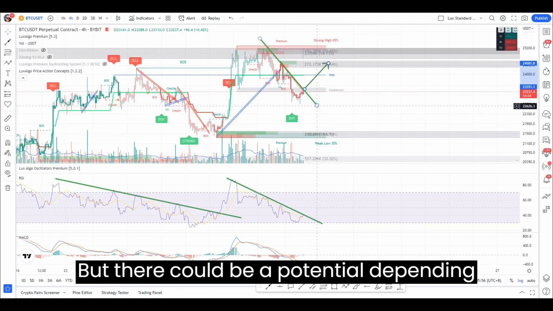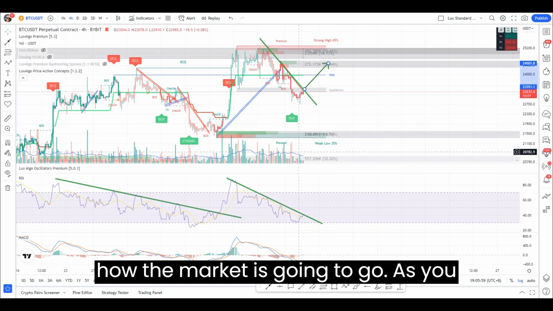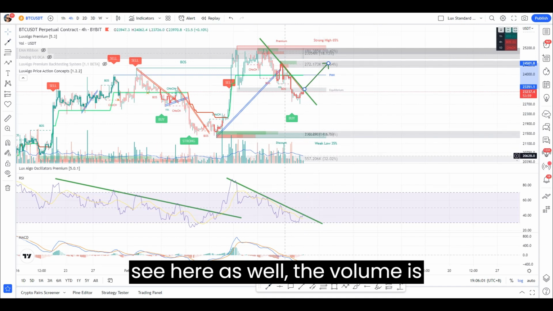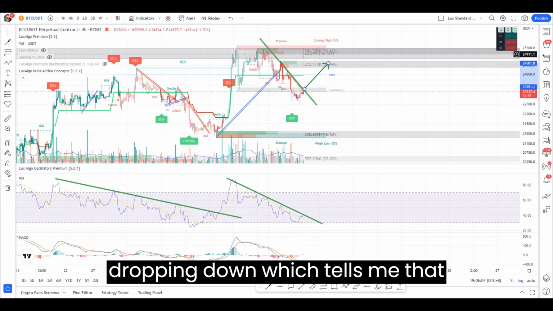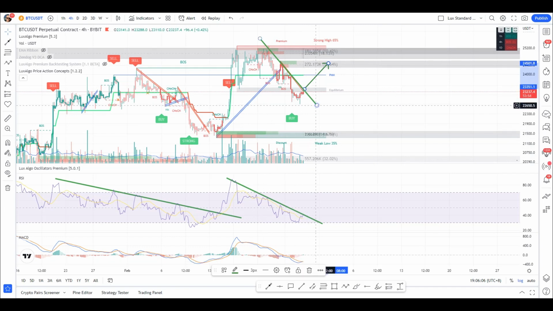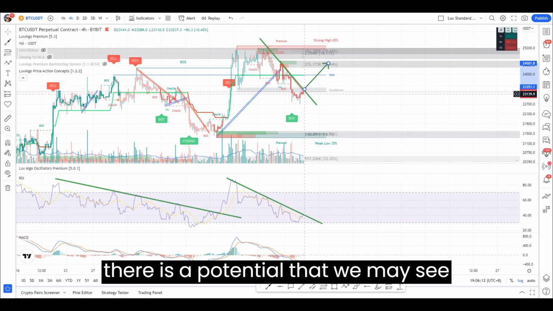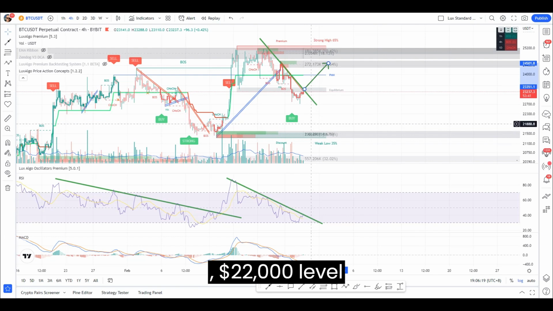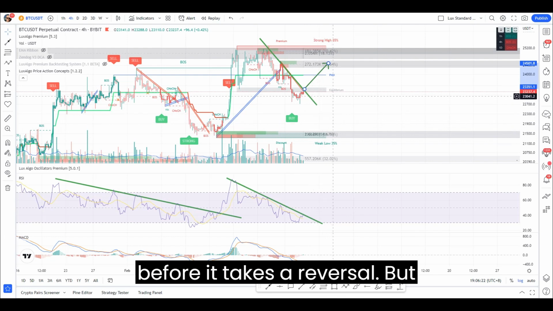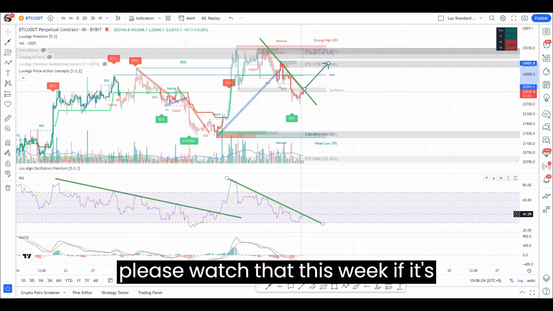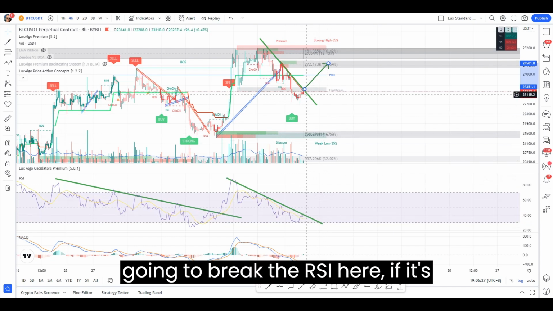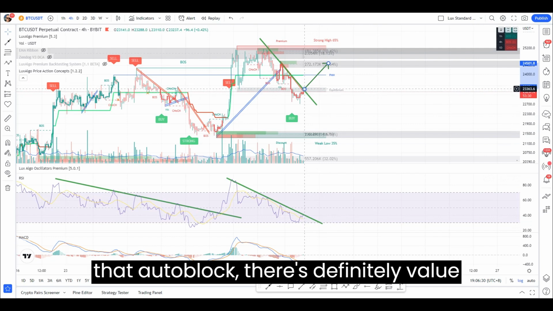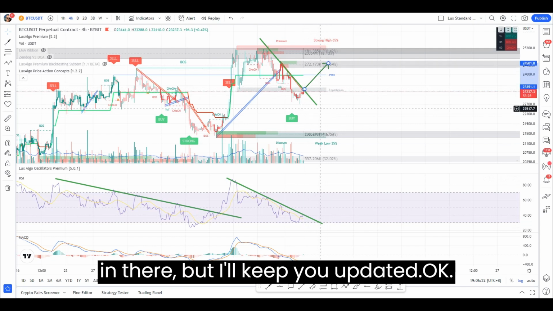But there could be a potential, depending on how the market goes. As you see here as well, the volume is dropping down, which tells me that the downtrend is not going to go on forever. That's pretty short-lived, but there is a potential that we might see another leg down. If it's bouncing off here, it might go down to the 21 and a half, $22,000 level before it takes a reversal. But please watch that this week. If it's going to break the RSI here, if it's going to break the support line here and that order block, there's definitely value in there, but I'll keep you updated.